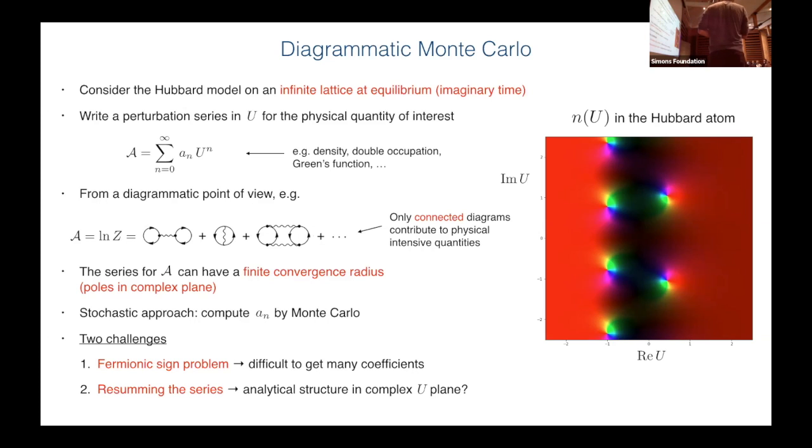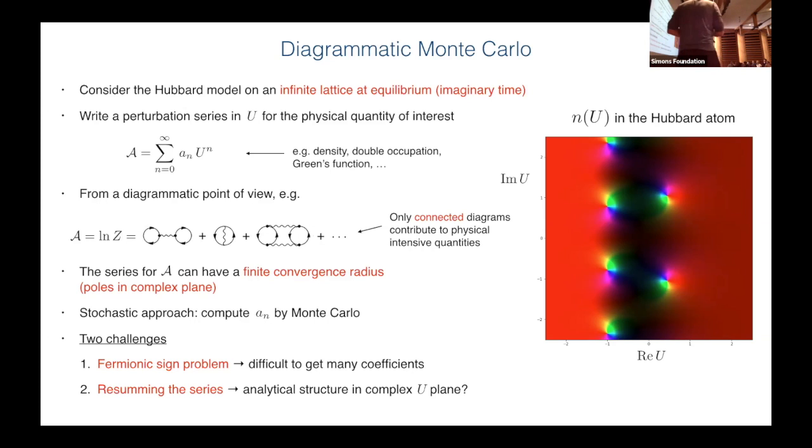So in principle, this is a series. It doesn't need to be convergent everywhere. Generally, it has a finite convergence radius, and this is controlled by the singularity structure of the quantity of interest in the complex plane. So for example, if I consider the density in the atomic limit as a function of U, and I think of U as a complex number, and I plot this in the complex plane, 0 is here, and you see these are poles. Typically, those poles will control the region where your series is convergent.